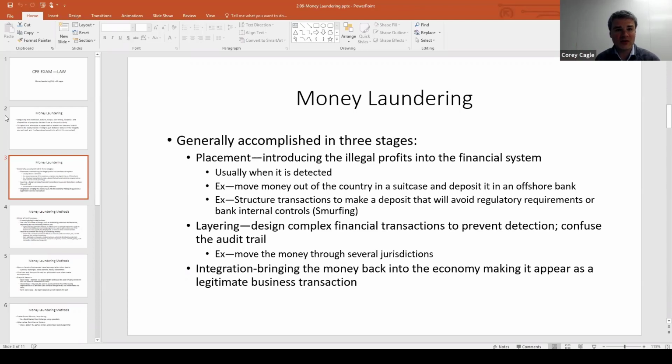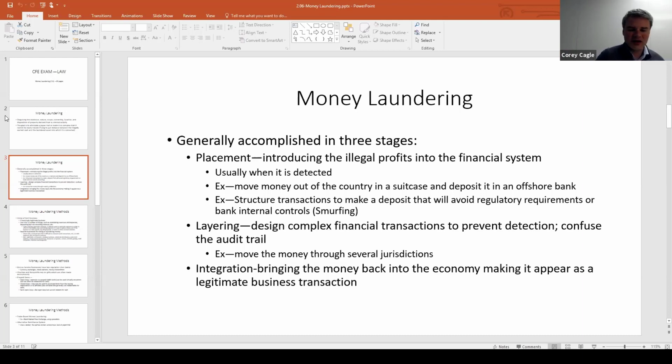Smurfing is what that's called. That would be another form of placement, right? Banks have rules they have to report with 10,000. So 10,000 what? 10,000 and 1 penny. Okay, over 10,000. So placement is getting it into the financial system.